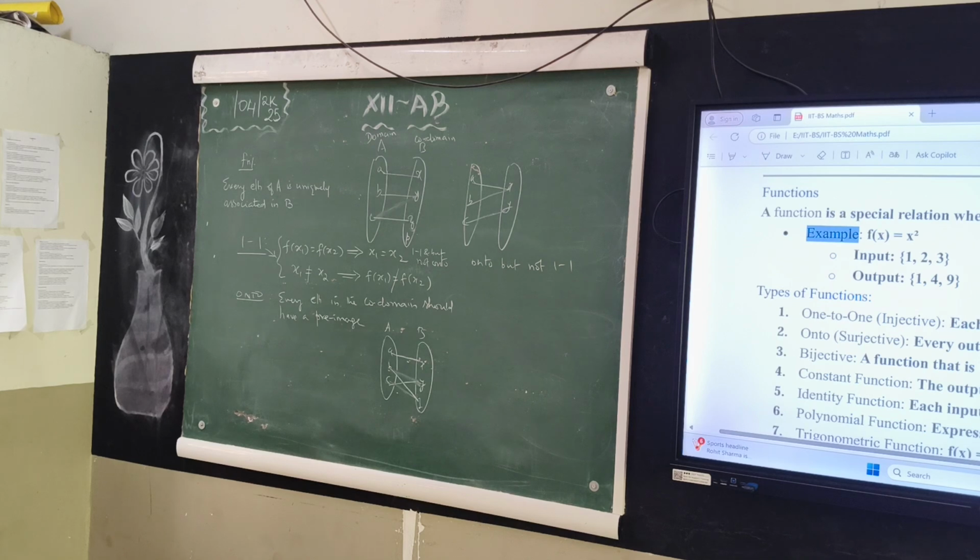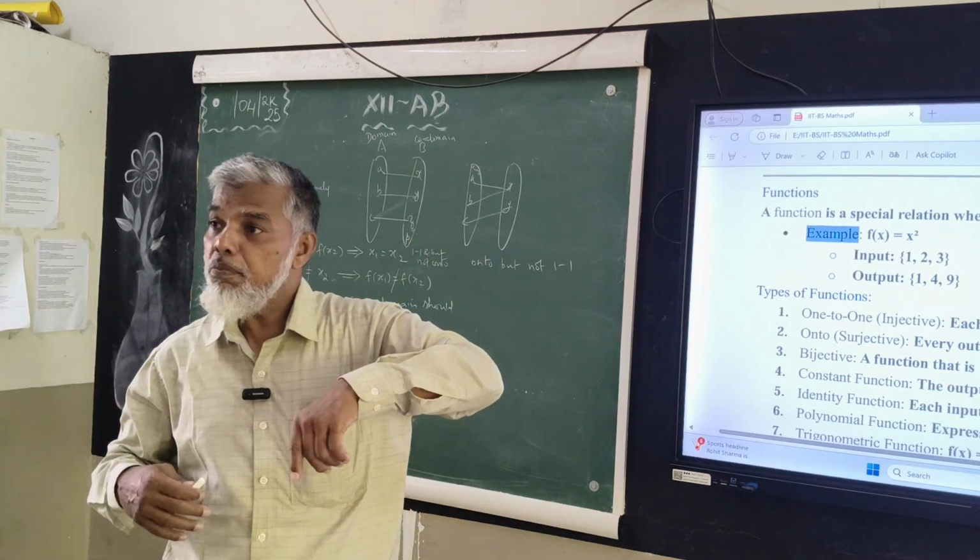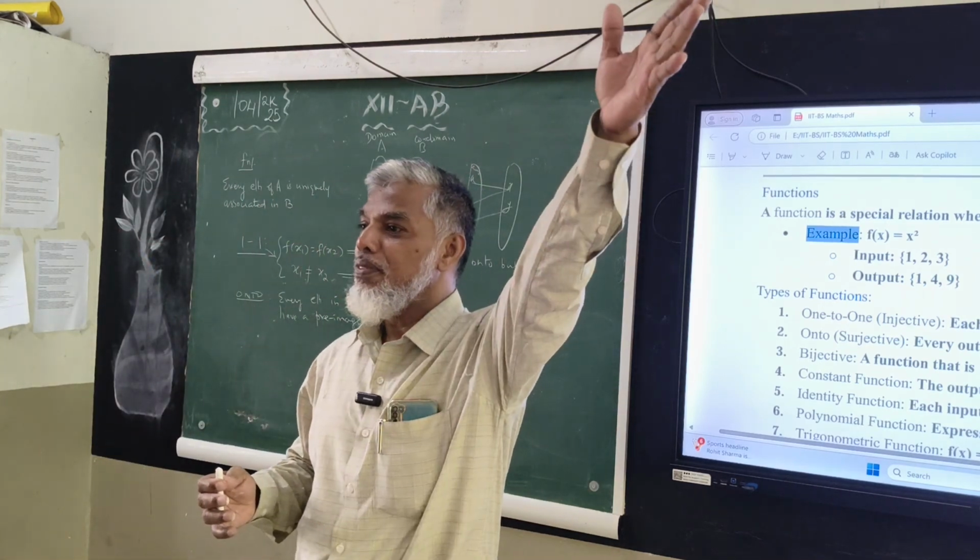So what is the application of 1-1 and onto? You never thought about this before. What is the application of 1-1 onto? The number of elements in A and B are the same. Therefore, whenever we want to prove the number of elements is the same in both sets, our aim is to prove 1-1 and onto.